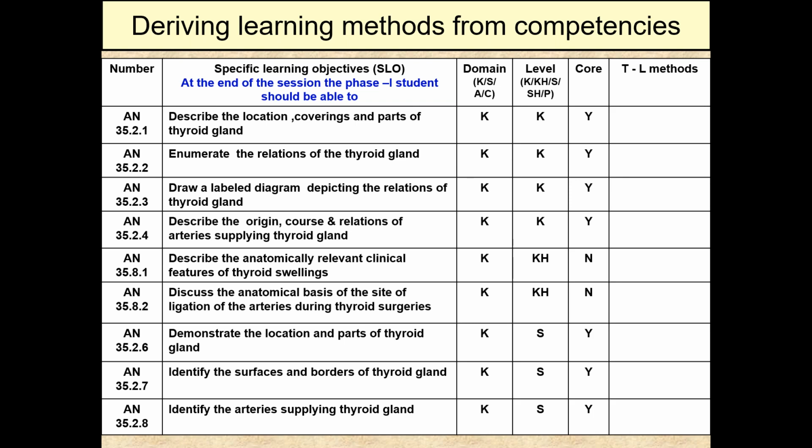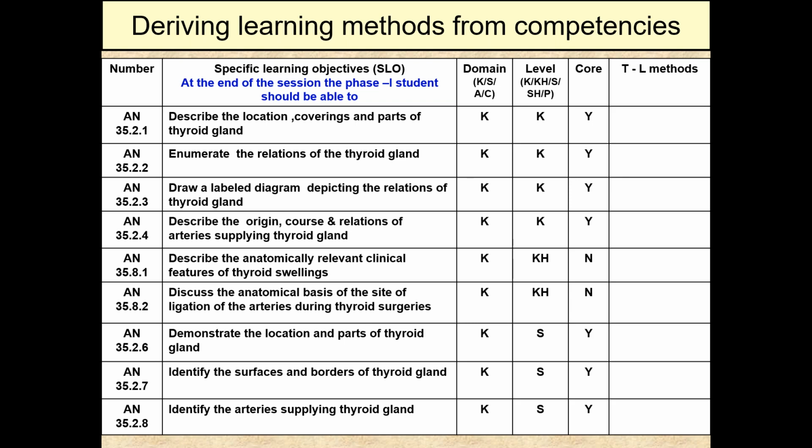Level is knows, core. Enumerate the relations of the thyroid gland. Again the same domain and level. Then draw and label diagrams depicting the relations of the thyroid gland. Describe the origin, course, and relations of the arteries supplying the thyroid gland. Then, from the second competency, describe the anatomically relevant clinical features of thyroid swellings, I have made one more SLO: discuss the anatomical basis of the site of ligature of the arteries during thyroid surgeries. Now, these two belong to a higher level, that is knows how. You have to apply your knowledge of anatomy to that.